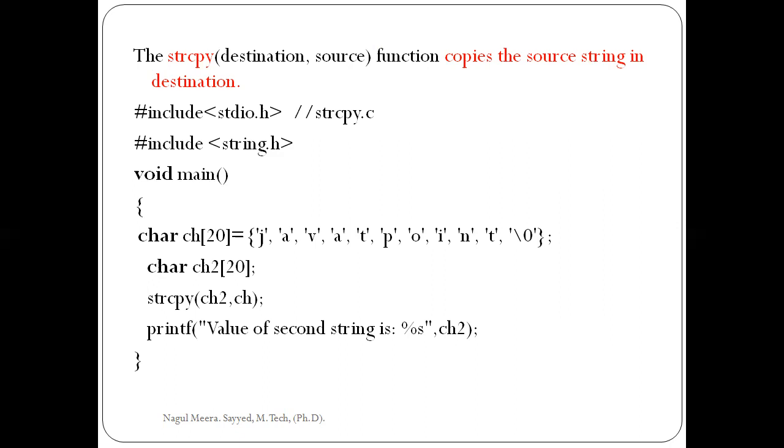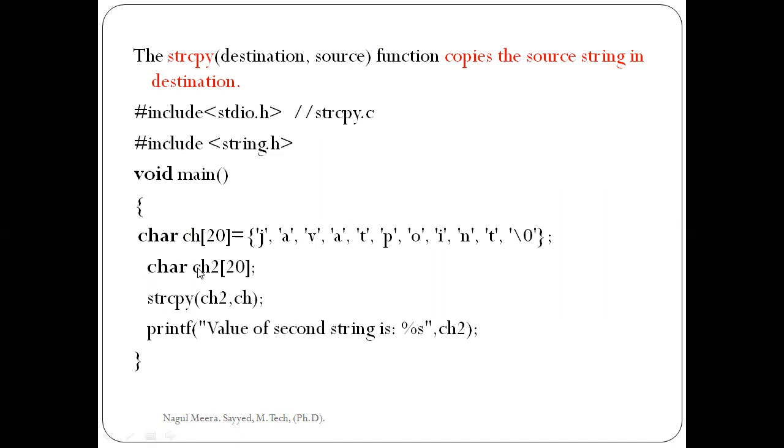Now the example is: this is my header file stdio.h, this is my string header file. In main, char ch[20], so it can store 20 characters. So JAVAT POINT, these entire characters, nothing but a string, are stored in my ch variable. Now I am defining one more empty string.